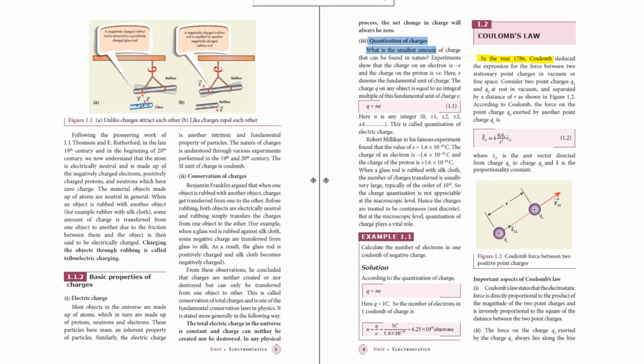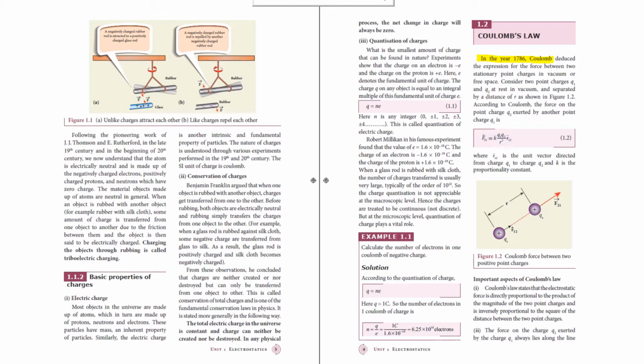In the year 1786, Coulomb came up with an expression that relates the force between two stationary charges. It is given in this picture. There are two charges Q1 and Q2, and these two charges are separated by a distance r. Now what is the force exerted on the charge Q2 due to the charge Q1?